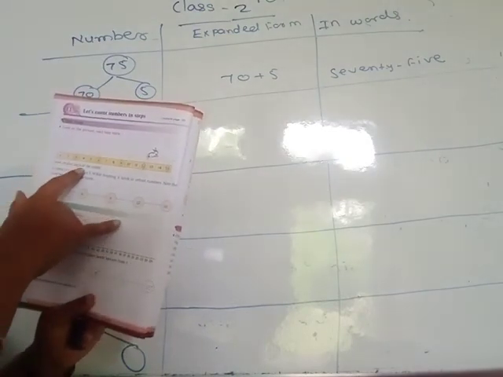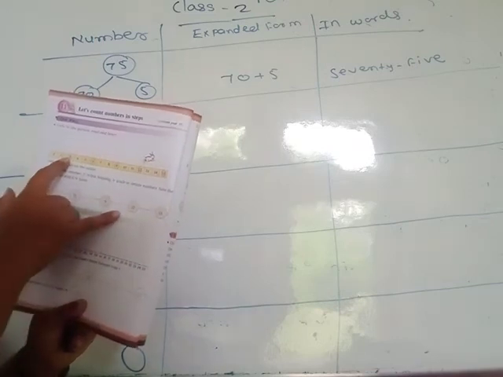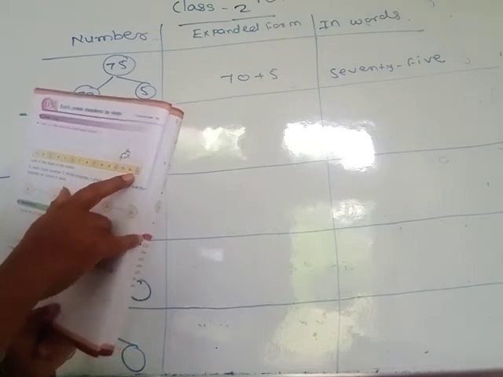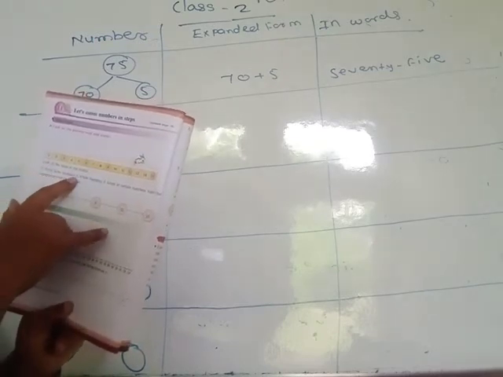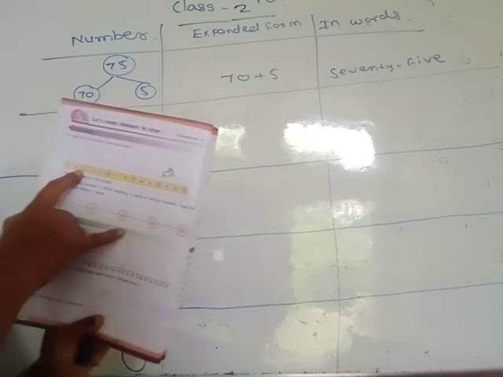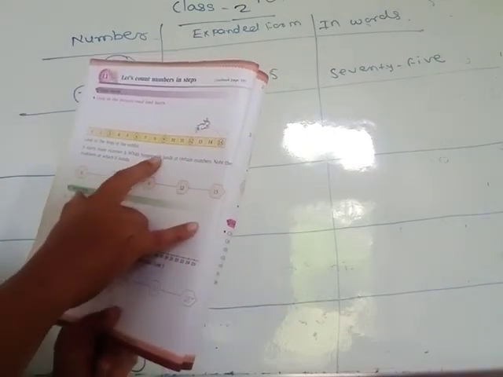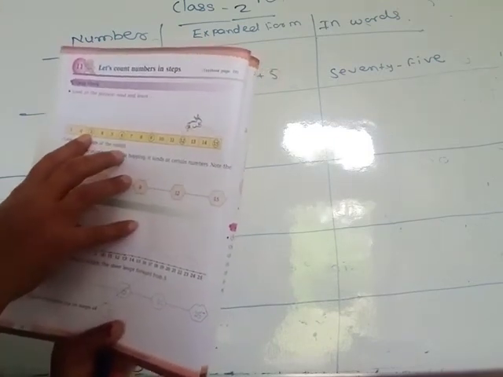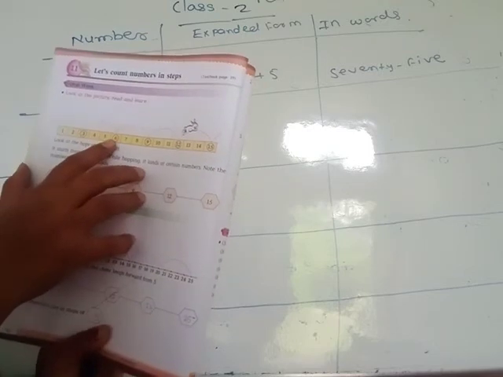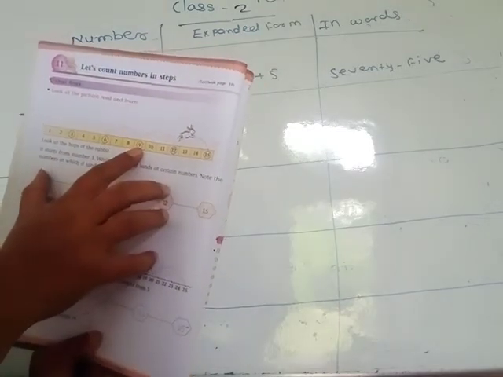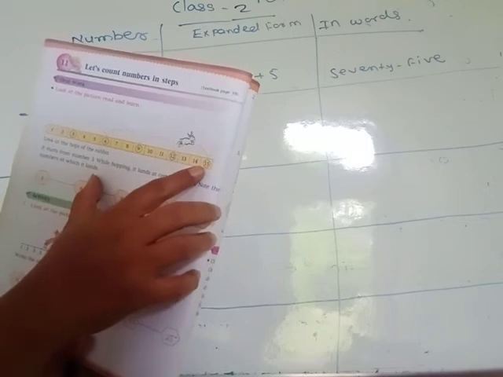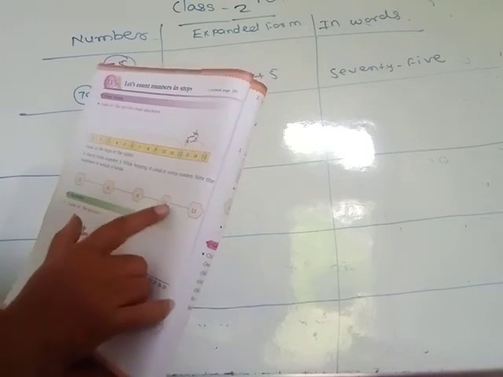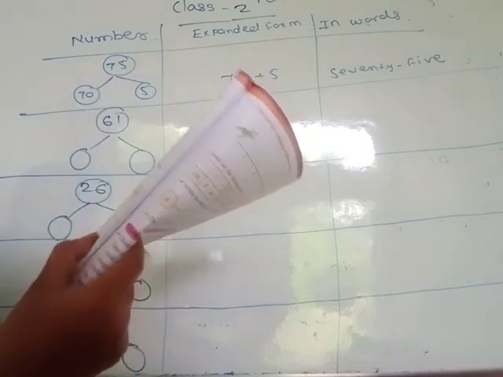You see here, look at the hops of the rabbit. Firstly he hops to 3, then afterwards 6, then 9, 12 and 15. It starts from this number 3. While hopping it lands at certain numbers, and note the numbers at which it lands. 3, 6, 9, 12, 15, in this type. Then look at the picture.